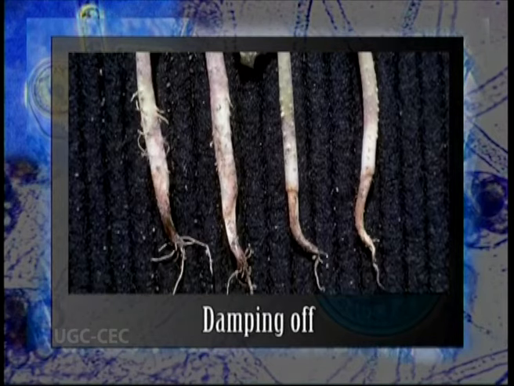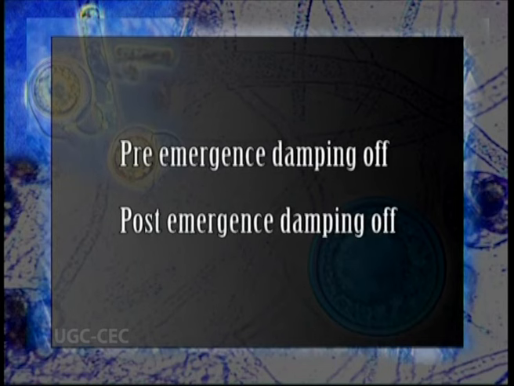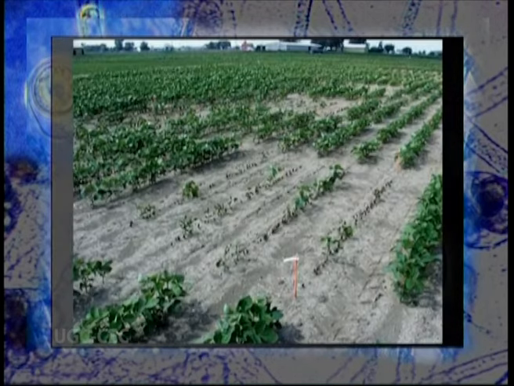Damping off diseases are of two types, pre-emergence damping off and post-emergence damping off. Pre-emergence damping off. When seeds of susceptible plants are planted in infested soils and are attacked by the damping off fungus, they fail to germinate, become soft and mushy, then turn brown, shrink, and finally disintegrate. Seed infection results in the form of poor stands.